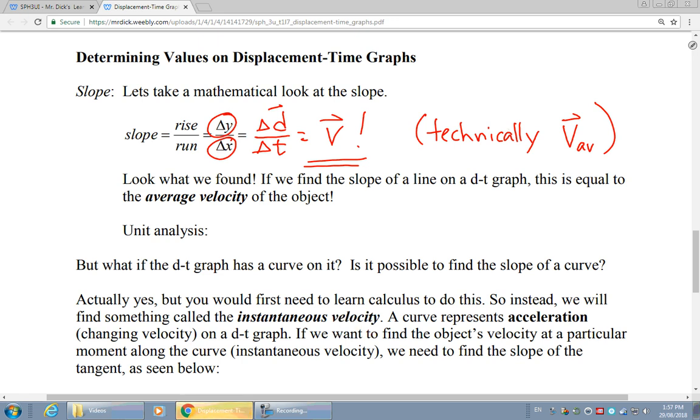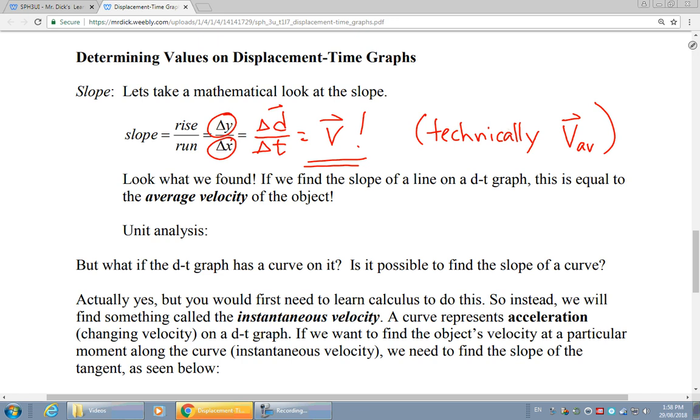So what we found is that the slope of a line on a DT graph is actually equal to the average velocity of the object. And we can see through a little bit of unit analysis that that works out. Unit analysis is just a way for us to look at the individual units that make up some larger quantity and see how they relate mathematically to each other to create units for that larger quantity.